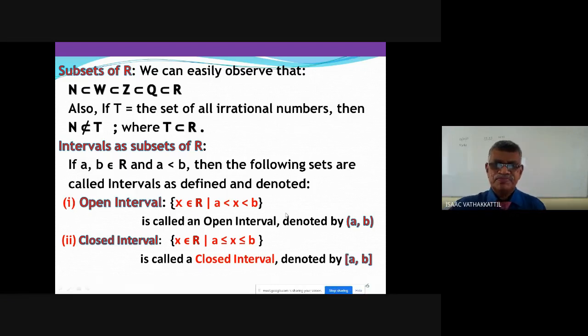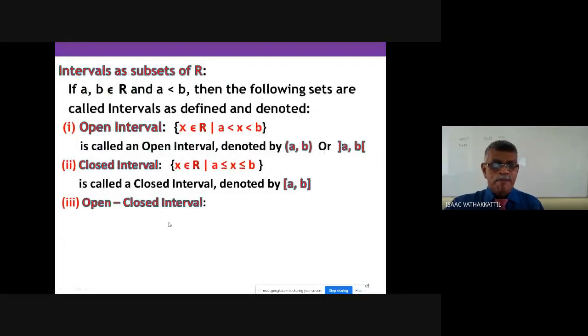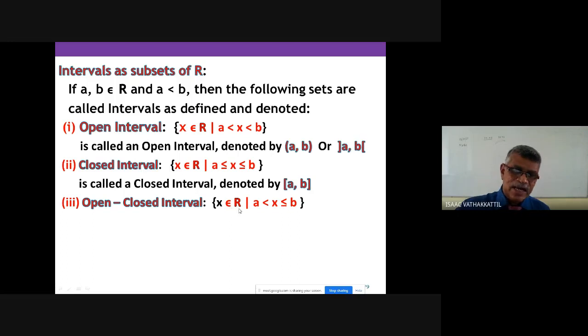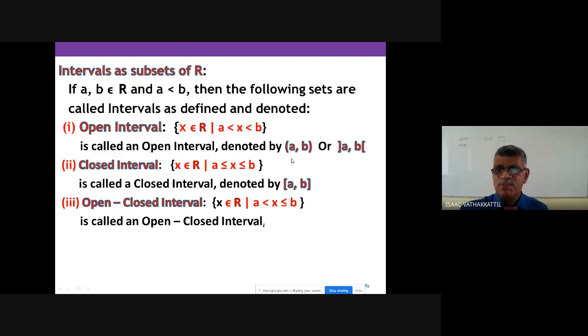Further, we can have the open closed interval. Open closed means one side open. Which side open? Left side open, right side closed. That means set of all x in R such that A less than x less than or equal to B. A is not included, that side is open. B is included, that side is closed. That is known as the open closed interval. The notation is accordingly: on A's side you have a round bracket, and on B's side a square bracket. This is the open closed interval.